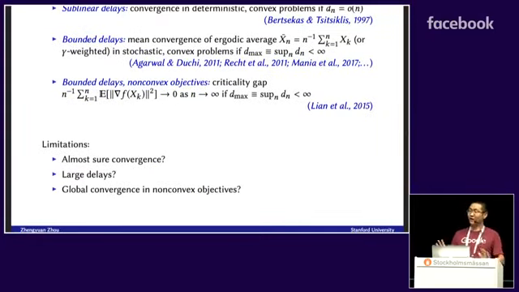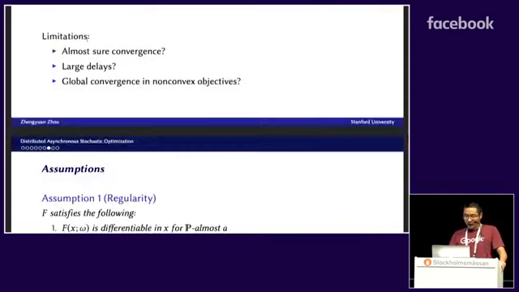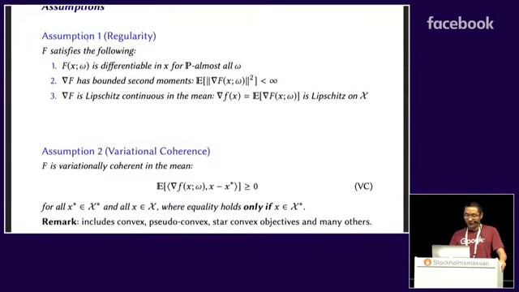So this is what I meant at the very beginning about a qualitative understanding of convergence. Under what set of conditions do we get a picture of convergence in this distributed setting? Here's the main assumption we make. The first one is just a regularity assumption that's pretty common if you open a normal paper in this space: differentiable, bounded second moments. You've probably seen a lot of those.